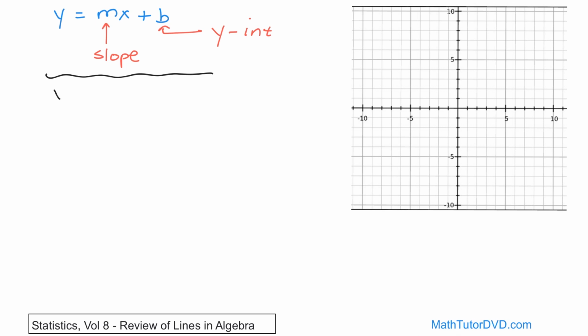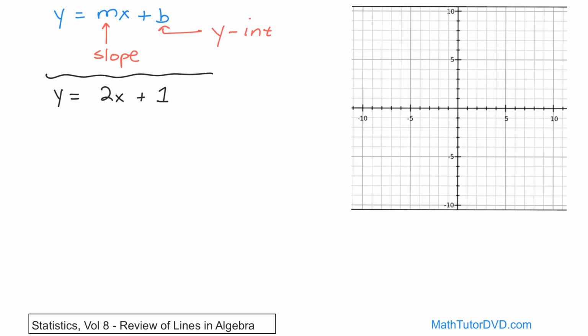So let's say we have an example. y equals 2x plus 1. Now first you should be able to immediately know that this is a line. This is definitely a line. Why? Because it falls into the exact form of what I've written here. y is right here. mx plus b. m is 2. x plus b. b is 1.